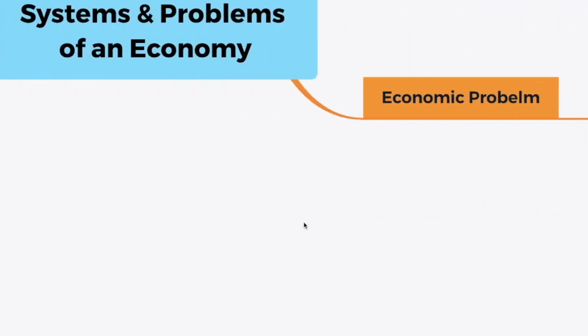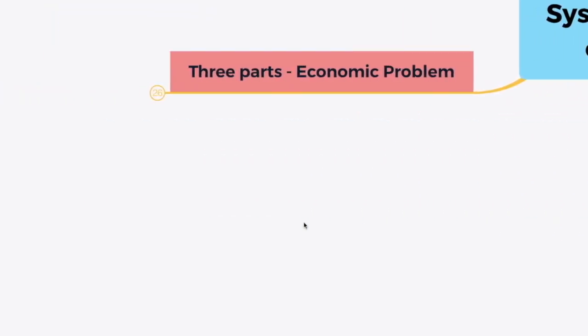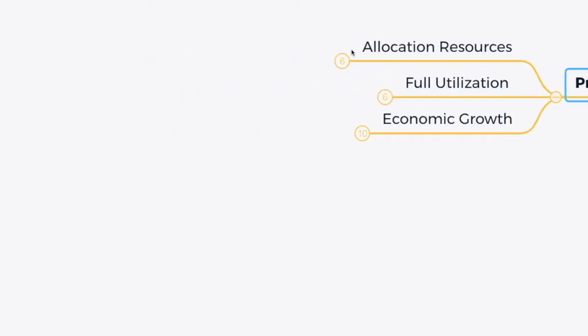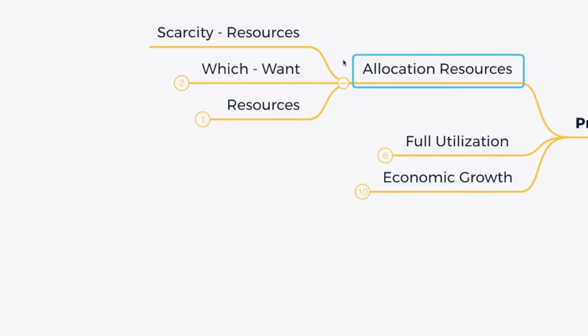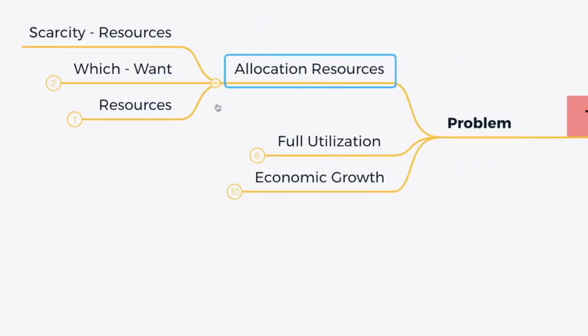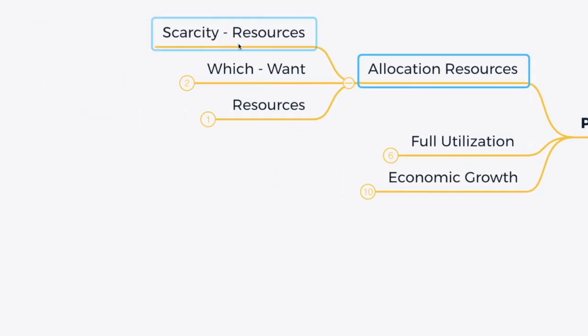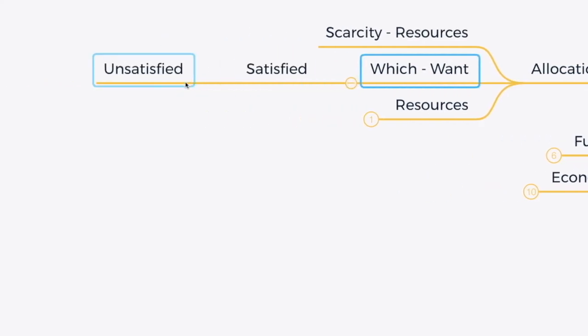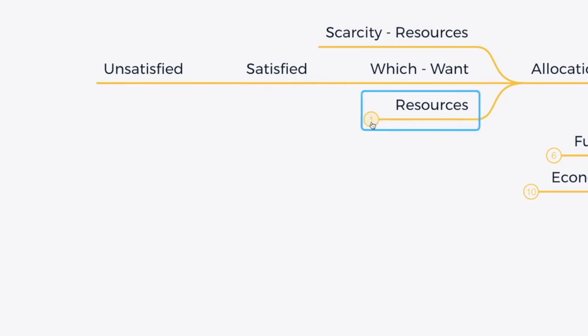And finally, let's move on to three parts of economic problems. First, it's allocation of resources. Now we all know that the resources are scarce. Now this happens because of the scarcity of resources. Now here the main question is, which want has to be satisfied and which should go unsatisfied? All this happens because our resources are limited.